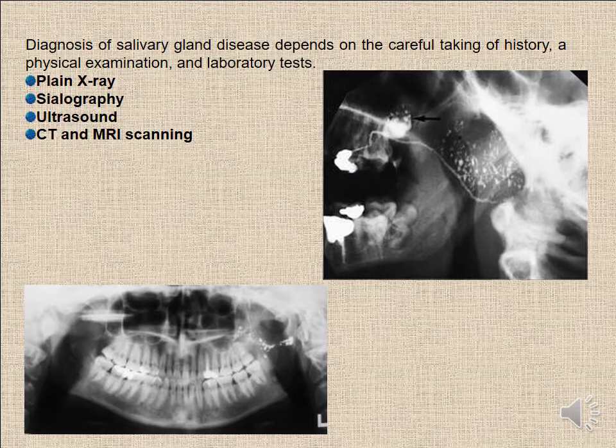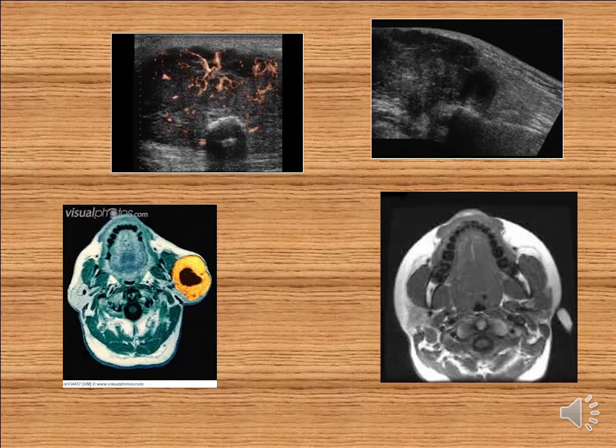How is the diagnosis of diseases of salivary gland made? The diagnosis of salivary gland disease depends on careful history taking, physical examination and laboratory tests. We take some radiographic findings like plain radiography and sialography, ultrasound, and more complicated investigations such as computerized tomography and magnetic resonance imaging scanning. This figure shows sialography and CT and MRI for the diseases, mainly malignant tumor of the salivary gland.